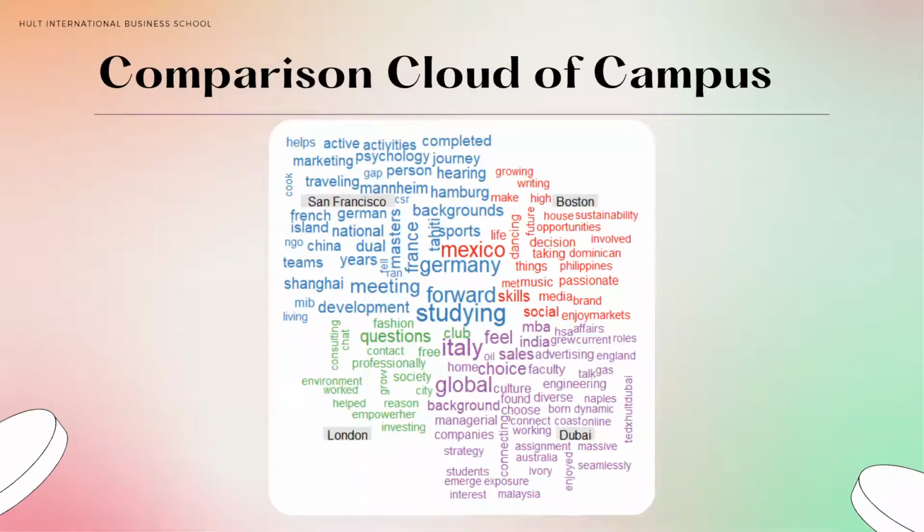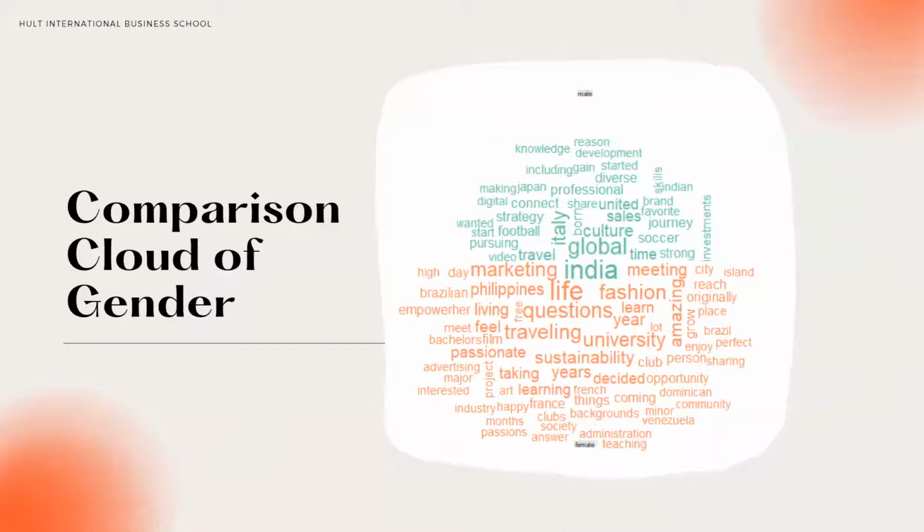In the next part, I will show some findings about Word Cloud. First one is comparison cloud of campus. We can see that for each campus, there is a very obvious link to specific regions, such as Mexico for Boston, Germany for San Francisco, and Italy for Dubai. This is against the diverse community that Hold wanted to offer. However, referring to interests, each campus shows the different industry they were in and different hobbies they have. The next one is comparison cloud of gender. Again, it has region bias, but good range of interests.